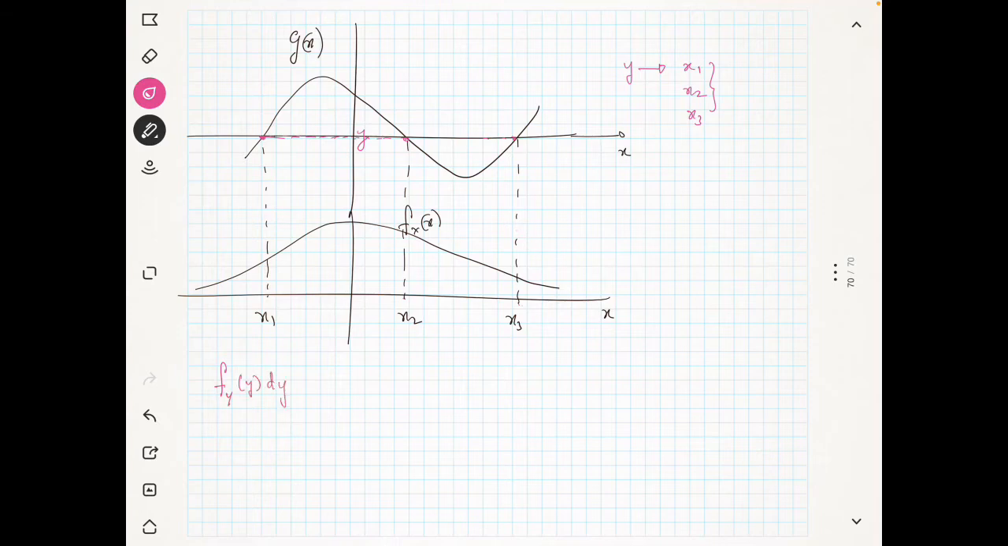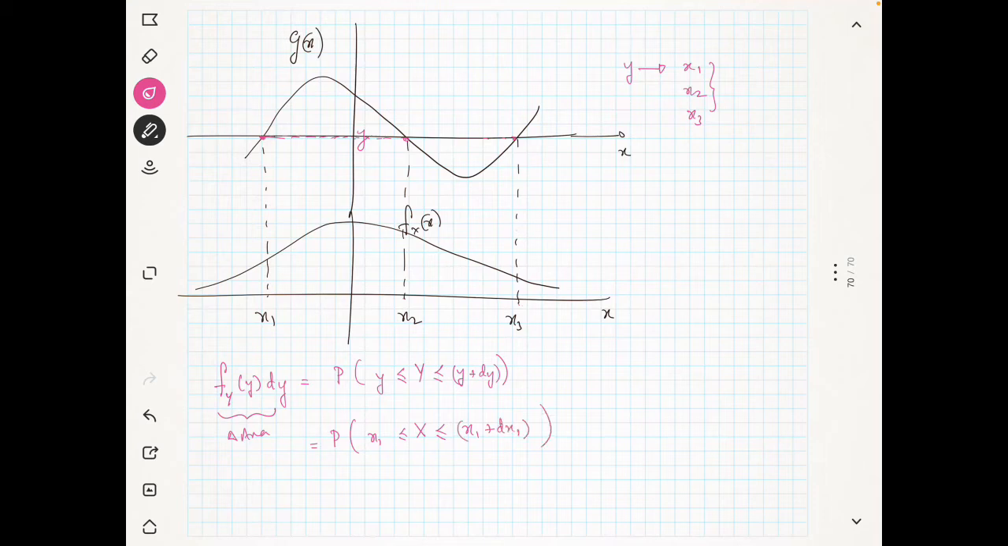So y is coming from three values, and you know that fy of y, if you multiply with dy, then I told you it is nothing but the probability that the random variable y takes the value between the small y and y plus dy. This we have already seen. It is nothing but the delta area, that is a small area, under fy of y. But you know that y is coming from three things, so it is nothing but the probability that your random variable x takes the value between x1 and x1 plus dx1.